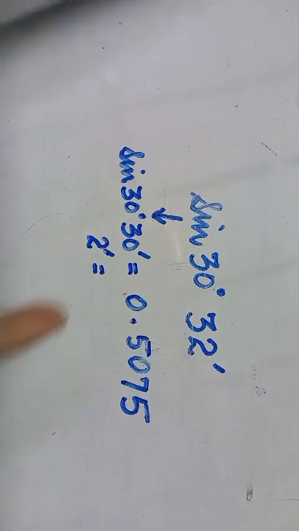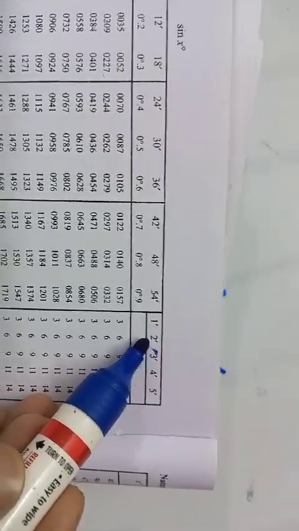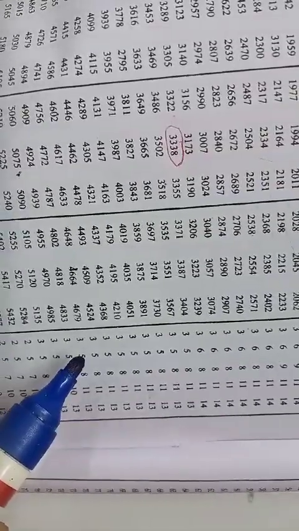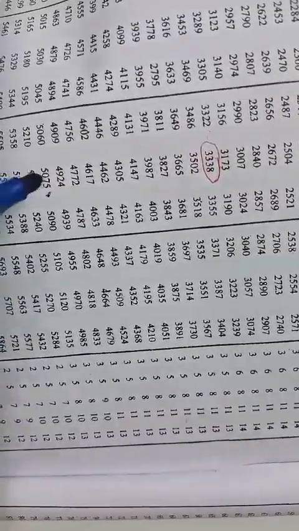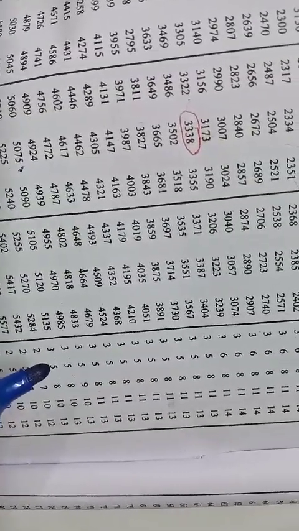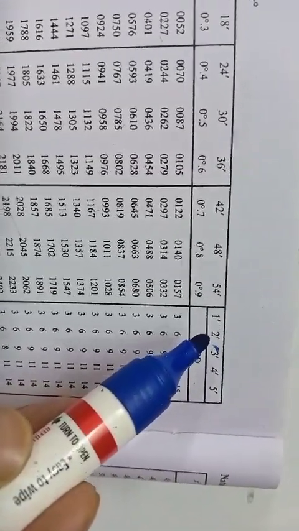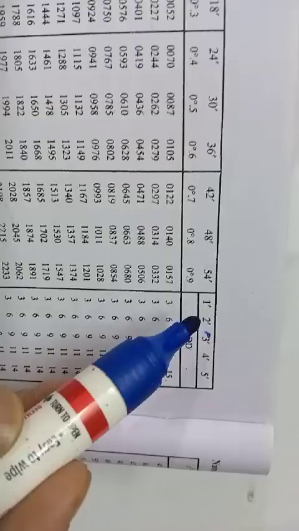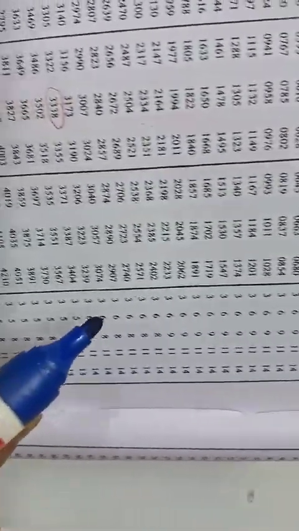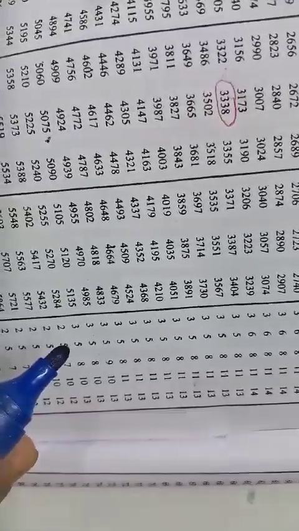So that 2-minute difference you will take from the mean difference column. You come down this column, keep coming down till you reach that same row. So the value is 5. You can see this is the 2-minute column. Had your question been sine 30 degree 33 minutes, then you would have taken the 3 column. But as of now you will take the 2-minute difference column, and the value is coming out to be 5.